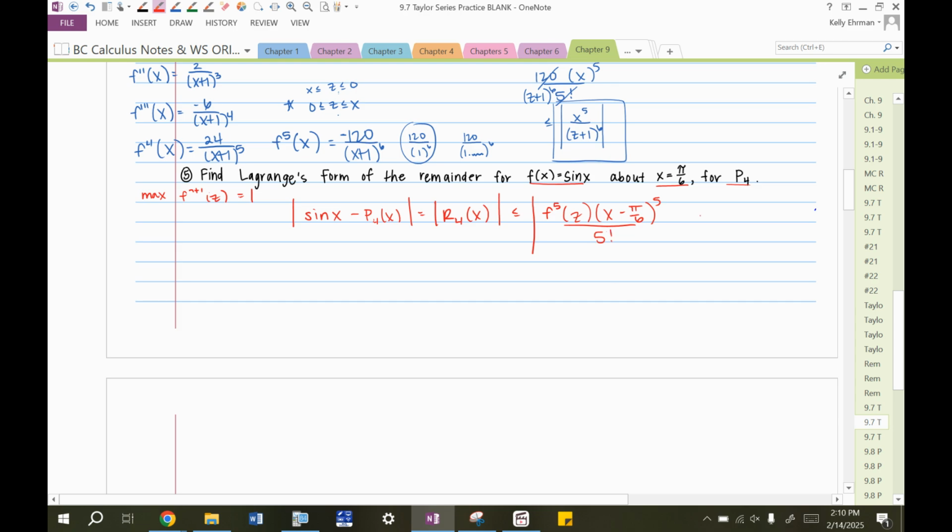And all I know about this error bound here, this fifth derivative, is that it's probably going to be 1. So all we can say for this is that it will be whatever x minus pi over 6 to the fifth power is divided by 5 factorial. That will be our max. And it's still an absolute value because to a fifth power could be negative.